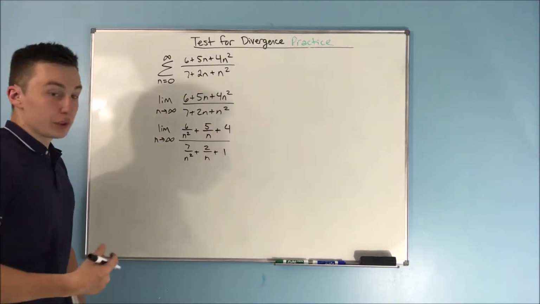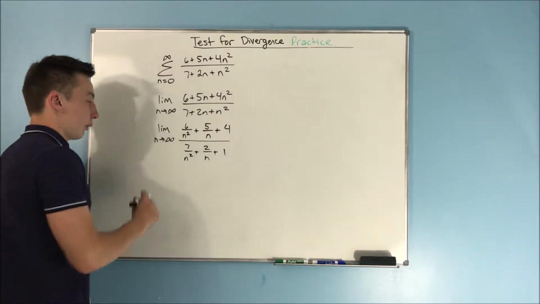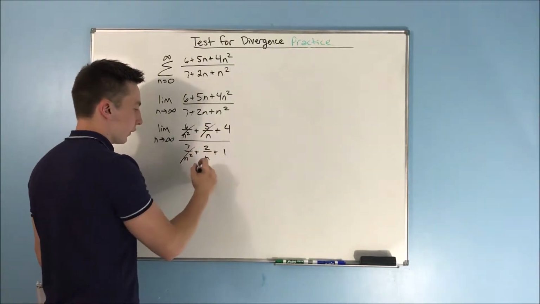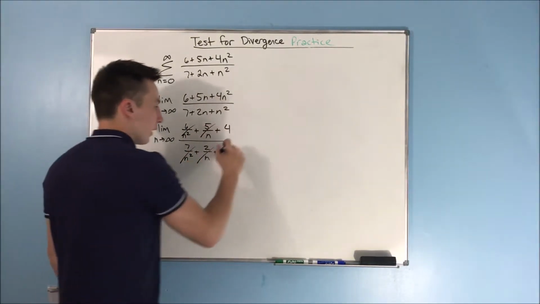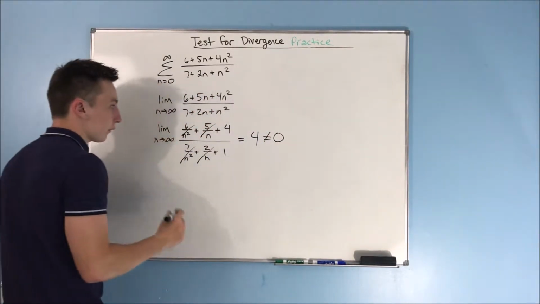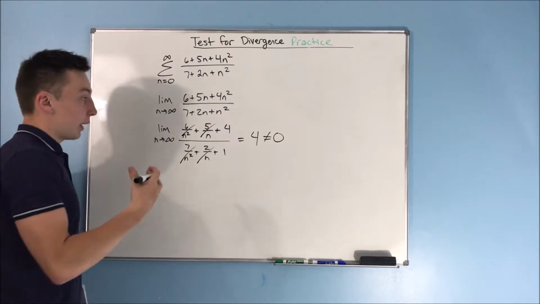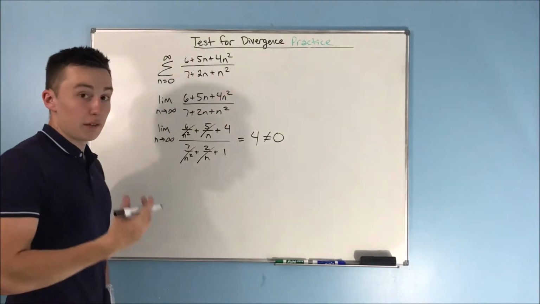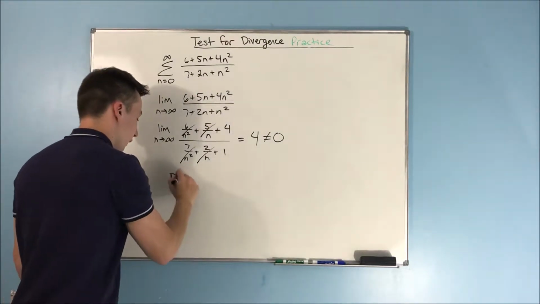Okay? So you can see here that as n approaches infinity, this is going to go away, this goes away, this goes away, this goes away, and our limit is equal to 4, which is not equal to 0. So we know that by the test for divergence, this series diverges. Okay, so we can write diverges.